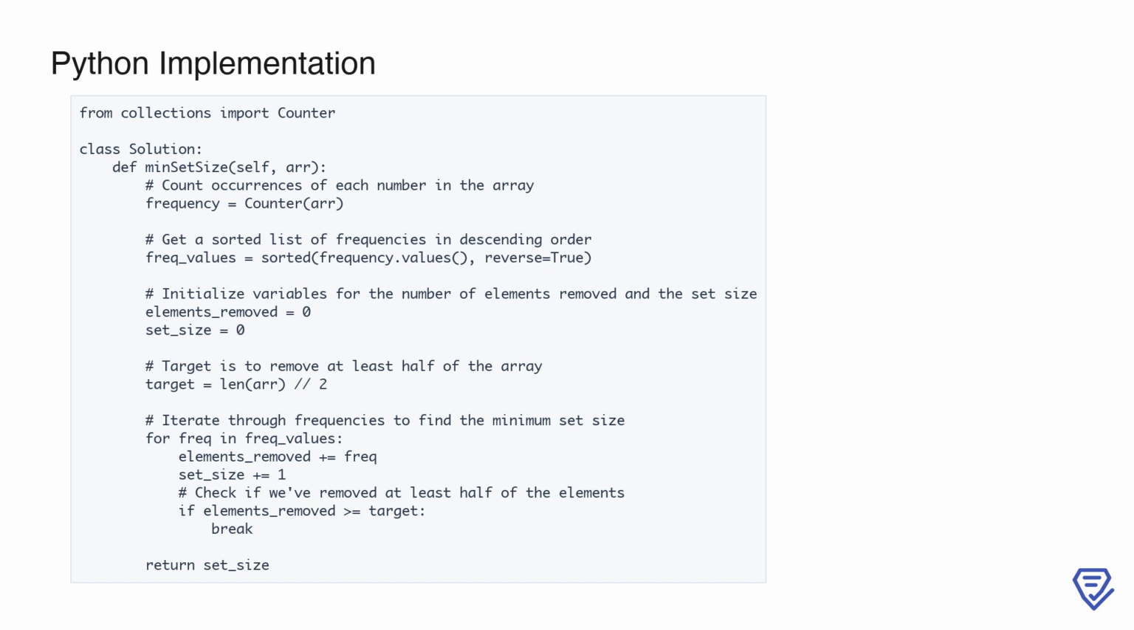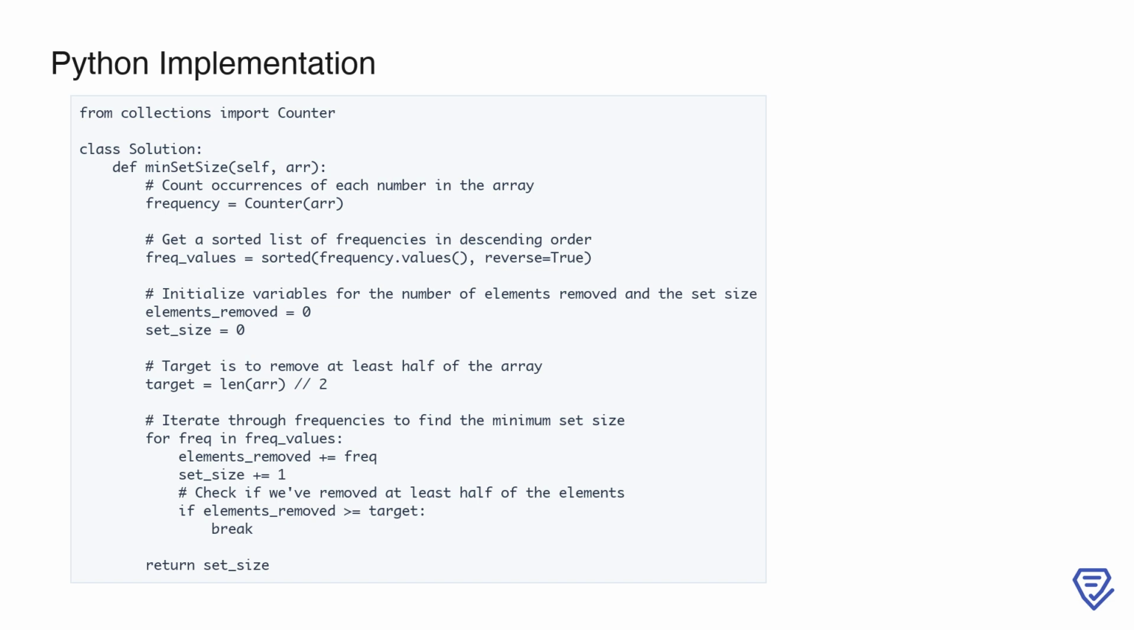6. Iterating through frequencies, we loop through the sorted list of frequencies. In each iteration, we add the current frequency to elements_removed and increment set_size by 1. This simulates removing all occurrences of a unique integer from the array. 7. Breaking condition. After each iteration, we check if elements_removed has reached or exceeded the target. If it has, we break out of the loop, as we've achieved the goal of removing at least half of the elements. 8. Returning the result.